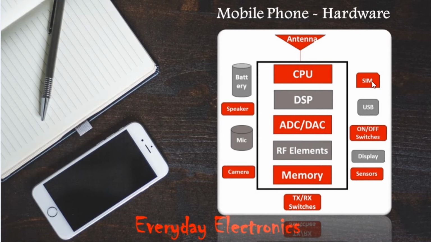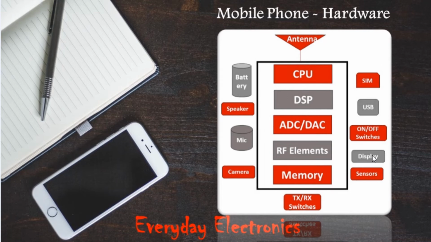Now, regarding the SIM card also, we have dual SIM technology today, where more than one SIM can be used within the mobile phones. Now, regarding the switches, that is the on-off switches, we will have the power on and power off switches, and actually they are mechanical switches, and the electronics behind that comes in during the manufacturing of the switches within the mobile phones.